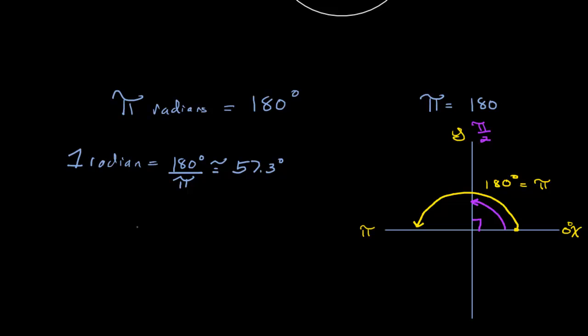We can actually even solve for 1 degree. We can make the relationship between 1 degree and a radian, and 1 degree is equal to pi over 180. I'm sorry, it's just pi divided by 180. This is approximately equal to 0.017 radians. We can abbreviate that as rad, so radians are rad.